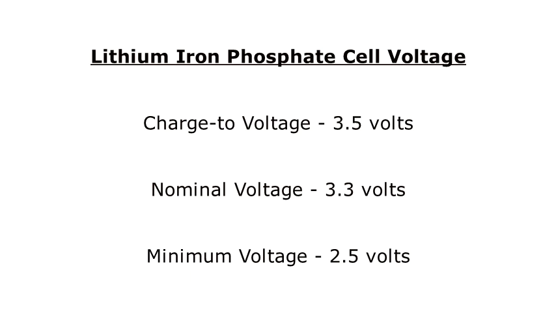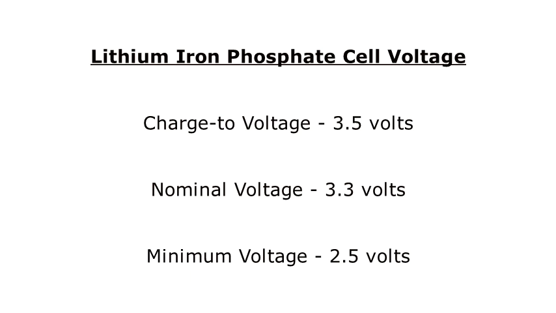Their cell voltages, the individual cells, and in a 12 volt battery, there's going to be 4 cells in series, but the individual cell voltages are going to be a maximum of 3.5 volts, that's the charge to voltage, and a minimum cell voltage of 2.5 volts. And you never want to discharge a lithium iron phosphate cell below this voltage. If you do, the cell should be properly disposed of.